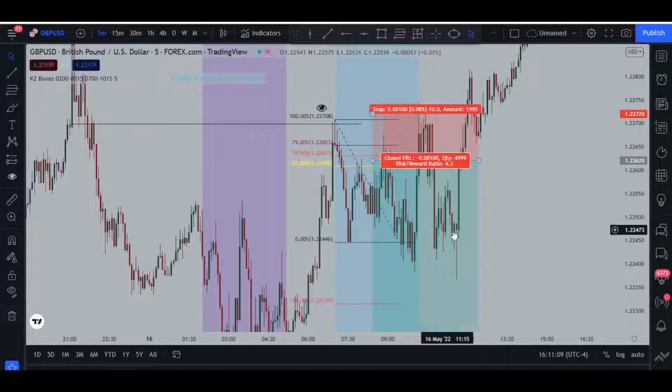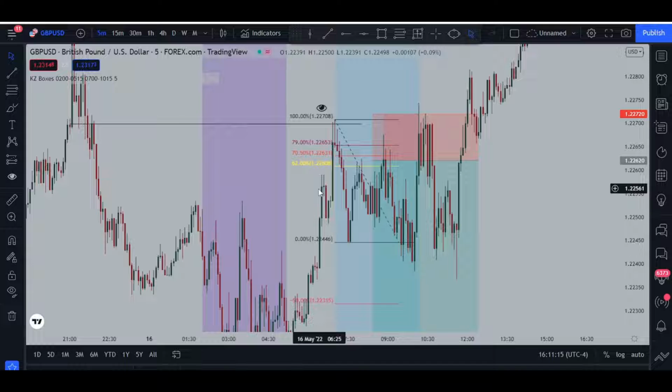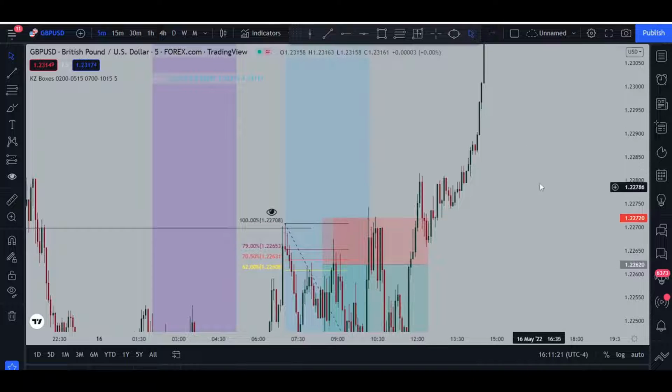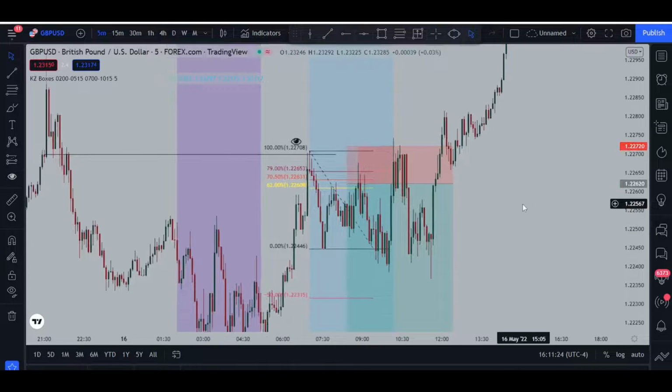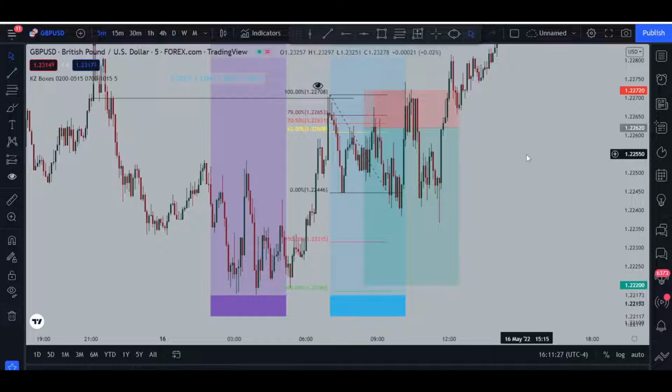Right now, that out of the way, let's discuss this. I was looking for a short, but price didn't give me that. Instead, we did get this nice long, by the way, which I wasn't part of, unfortunately. Okay, so while I was looking for a short, some key ICT concepts or criteria made me understand that if I'm not going to get a short, I'm probably going to have my stop loss hit.